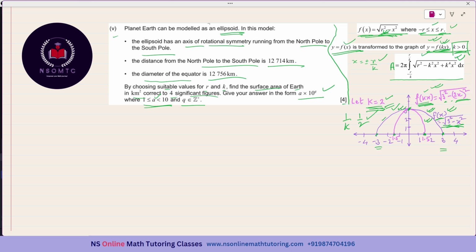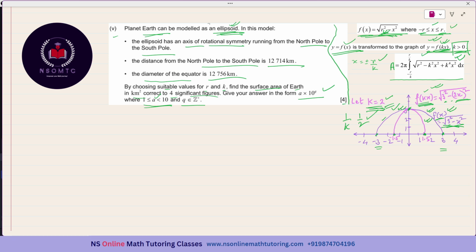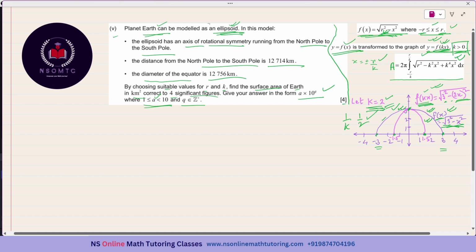Okay, now we come back to the planet Earth. And it is saying the planet Earth can be modeled as an ellipsoid. And the ellipsoid is formed from the semi-ellipse. When the semi-ellipse is rotated through an angle of 360 degrees about the x-axis, an ellipsoid is formed, and that is the Earth. Okay, so this is the semi-ellipse that we are having. Of course, the k value is not equal to 2. This time we are taking the k value as a variable.